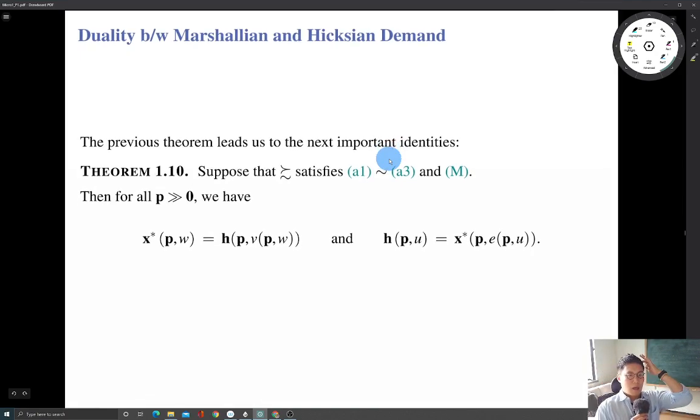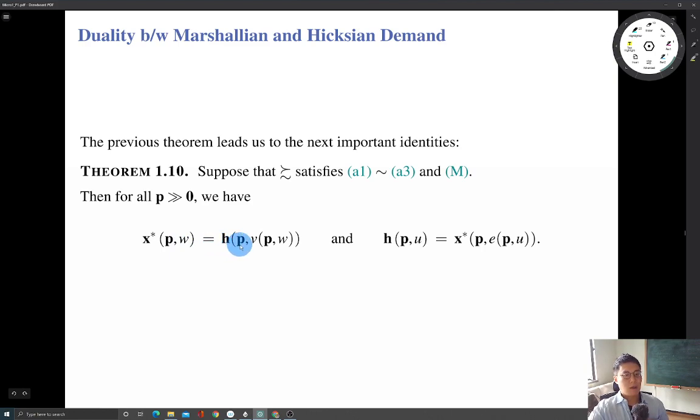Okay? And in the next slide, we compare the two demand functions. So now we establish the relationship between the Walrasian or Marshallian demand and Hicksian demand. So we are going to make the same assumptions about the preference relations, and we have the strictly positive price vector. And it turns out that Walrasian demand is equal to Hicksian demand.